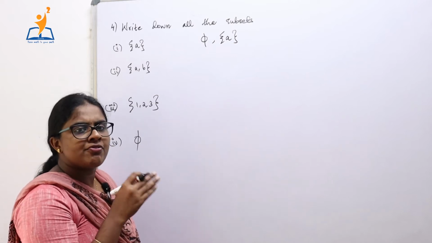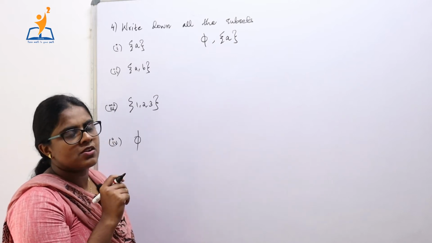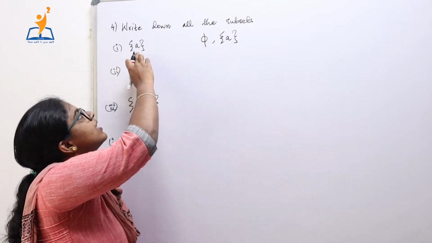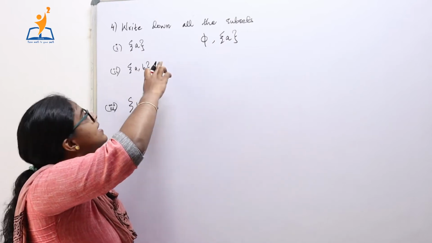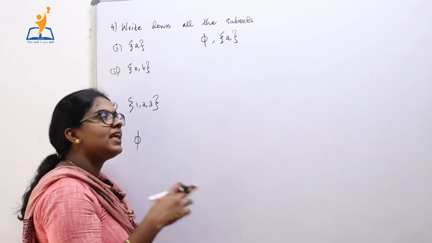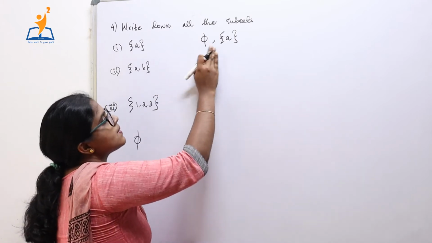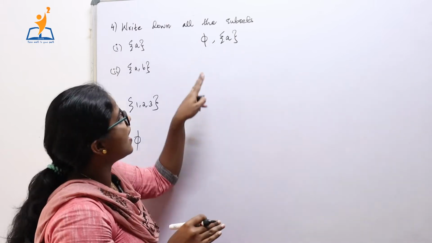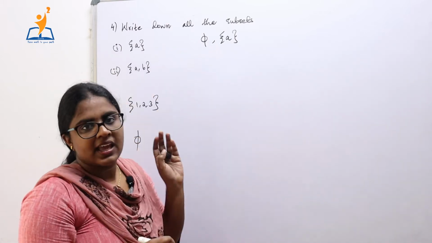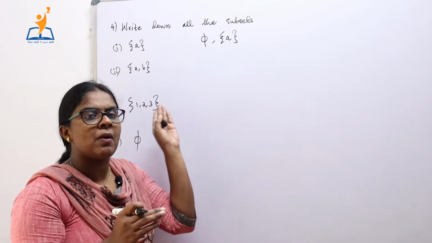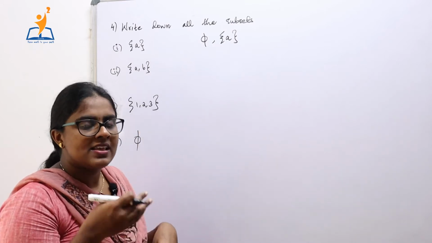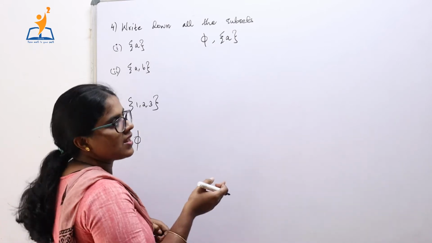Now we cannot find any other set which is a subset of this set, because we have already written the set which contains the element A, that is the set A itself. So the only 2 subsets of this particular set are phi and A. Then how will we write the power set of this particular set? That is an additional information I am giving.